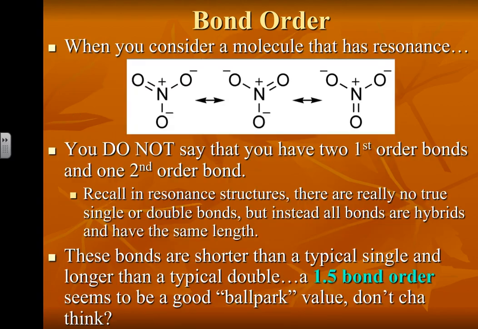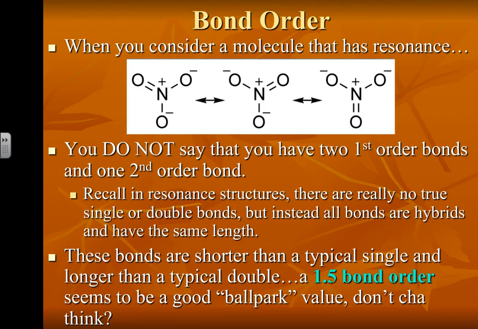Okay, final slide. When you consider a molecule that has resonance, so do you see we have here NO3, nitrogen trioxide. We've talked before that we understand that we don't actually have two singles and a double. You do not say that you have two first order bonds and one second order bond, because if we recall, there are really no true single or double bonds, but instead all bonds are hybrids and have the same length. So hopefully we remember that we have delocalized bonding with resonance and that they are all an equivalent length.